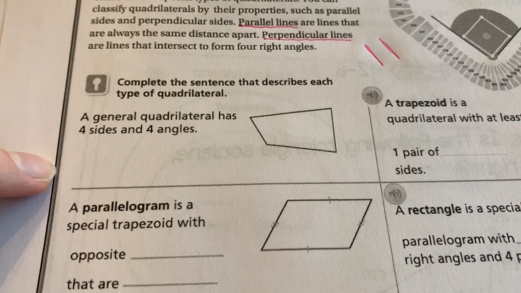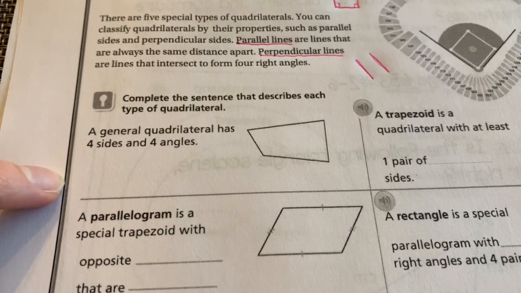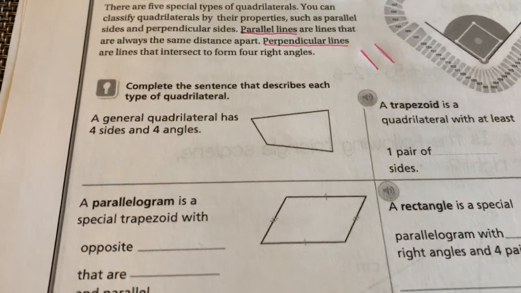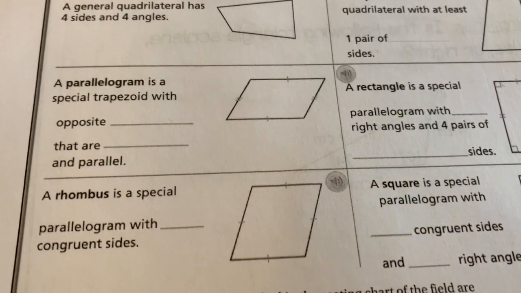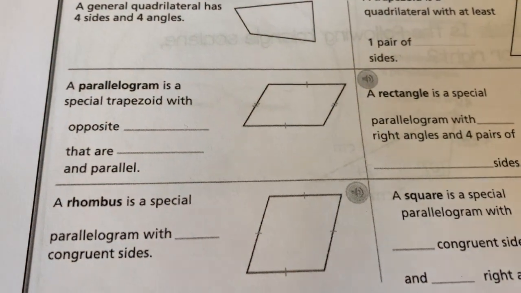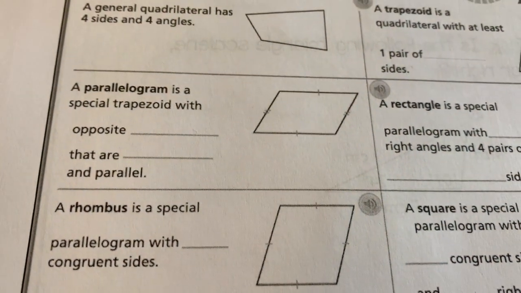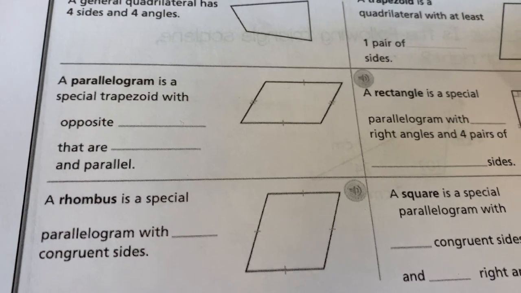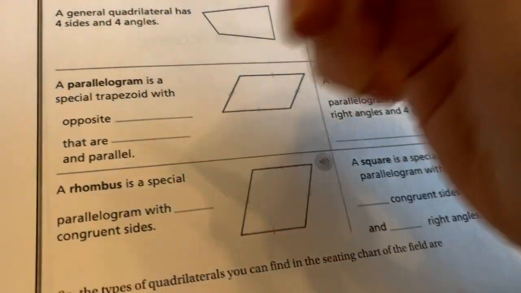When you look at a shape or a polygon and you're saying, okay, what polygon is this? If it's got 4 sides and 4 angles, we can say, okay, it's a quadrilateral. To take it further, the first type we're going to talk about is a parallelogram. Parallelograms, you're going to need to know for 6th grade as well. It's a special trapezoid that has opposite sides that are congruent and parallel.